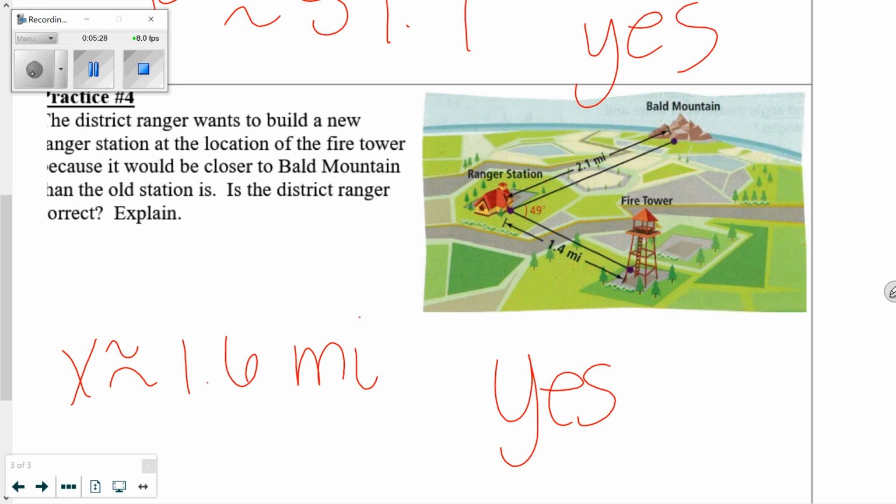Really, the only difference from yesterday's lesson is now there's kind of like a follow-up question. So if you guys notice, the first ranger station is 2.1 miles away from the Bald Mountain. What they're thinking about doing is moving the ranger station to Fire Tower, but the only way they're going to move the station to Fire Tower is if it's closer to Bald Mountain. So more than likely, that's where a lot of the fires are happening. And so because this distance here ends up being about 1.6 miles, it would be closer to put the ranger station there, and that's why I have a yes.